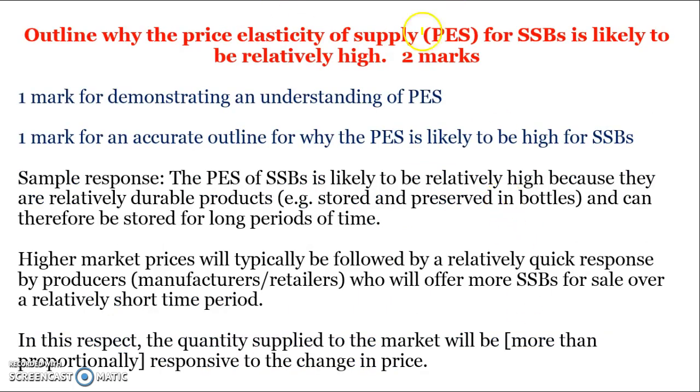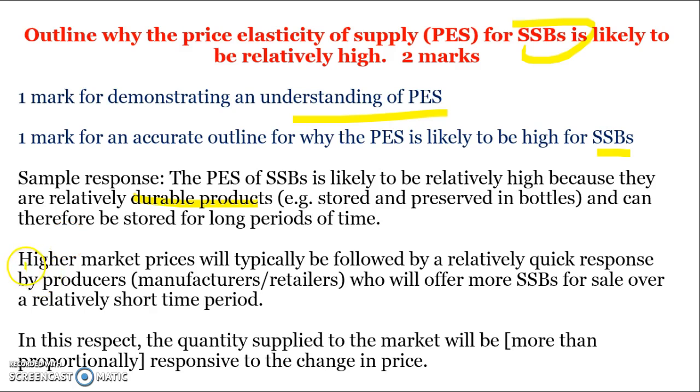Explain why the price elasticity of supply for sugary drinks is likely to be relatively high. Again, really important here that you demonstrate an understanding of PES, and then link it to why the PES for SSBs would be quite elastic. The PES of SSBs is likely to be relatively high because they are relatively durable products. They can be stored and preserved in a bottle, and then you need to link it to why that means they're more elastic. So you've chosen your factor, durability.